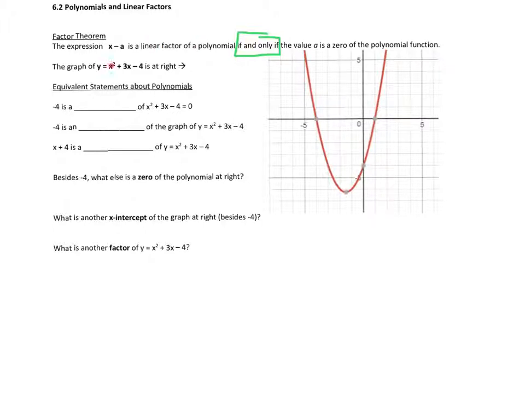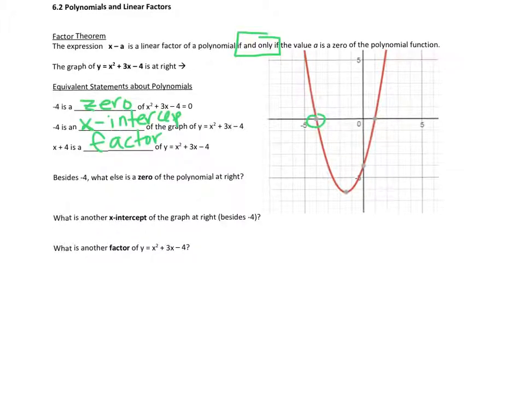Look at the graph of x squared plus 3x minus 4 at right. Here's the graph of this quadratic, which is a parabola. -4 is a zero of x squared plus 3x minus 4 equals 0, so it's a solution to that equation. -4 is an x-intercept of the graph because it's crossing the x-axis. And then x plus 4 is a factor.